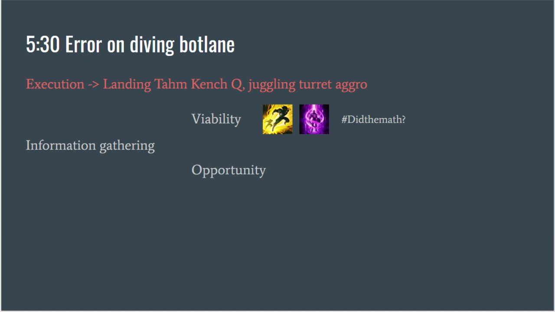And then there's the opportunity aspect of the information gathering, which would factor in what the camp respawns are and what the wave statuses in the bot lane are, for us to determine if this is a good decision to go for a dive on the bot lane itself.